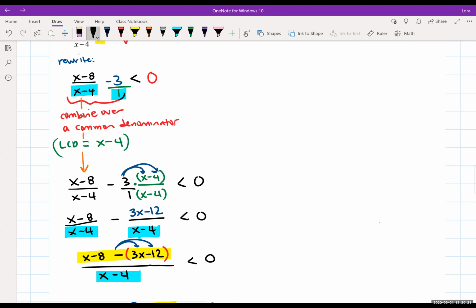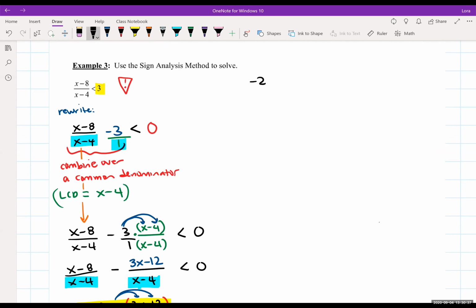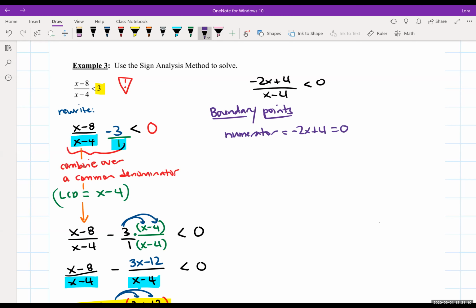Let me rewrite it for you now that you see it. So we have negative 2x plus 4 over x minus 4 less than 0. And when you're looking at rational inequalities, when you are going to find the boundary points, as long as they are being compared to 0, the boundary points are found by setting the numerator, which is negative 2x plus 4, equal to 0 and solving that equation.